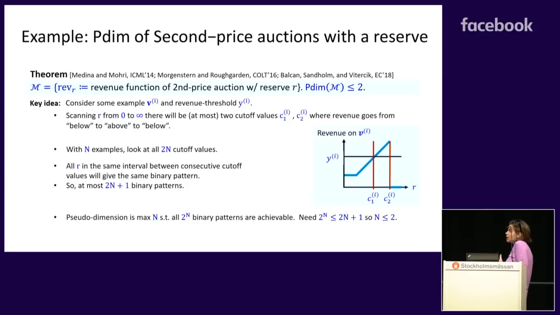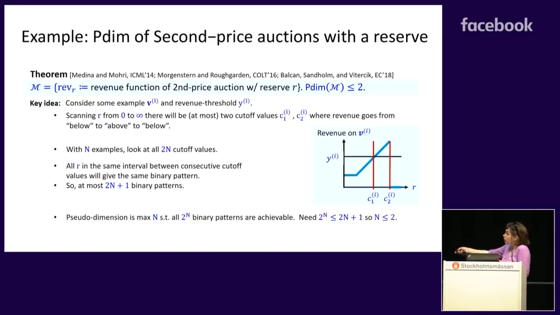So what this says is that if I give you n samples, we can achieve at most 2n plus 1 binary patterns, above and below patterns. Recall that the pseudo dimension of a class of functions is the cardinality of the largest set for which all 2^n binary patterns are achievable. So to compute the pseudo dimension, I need to find the largest value of n for which 2^n is upper bounded by 2n plus 1.